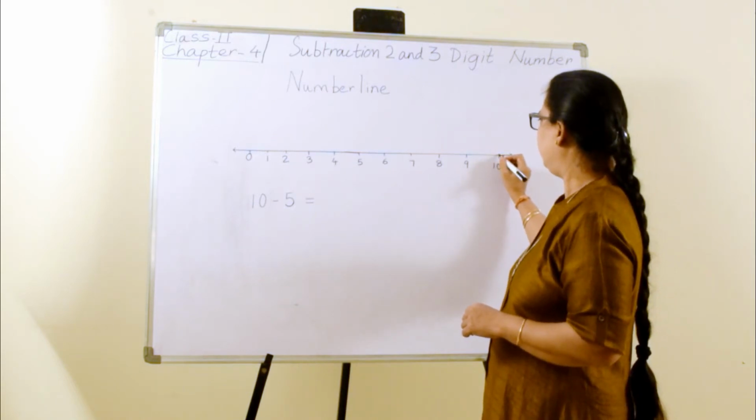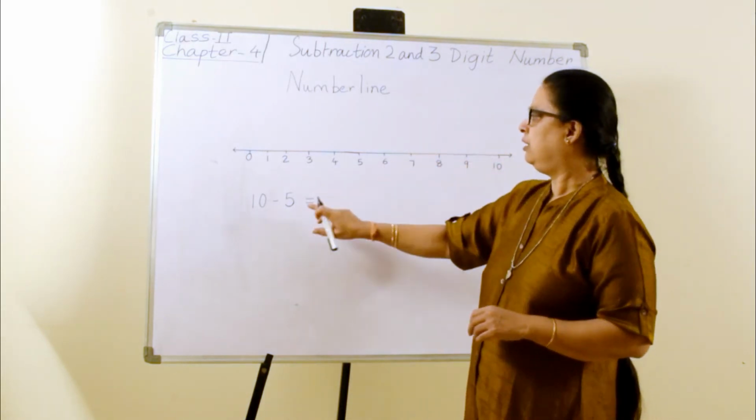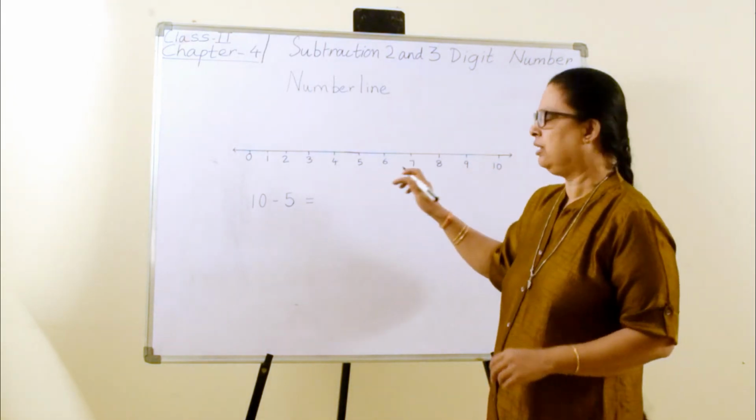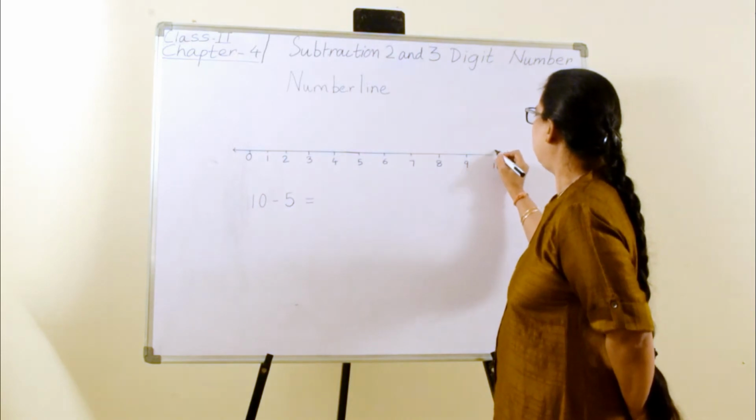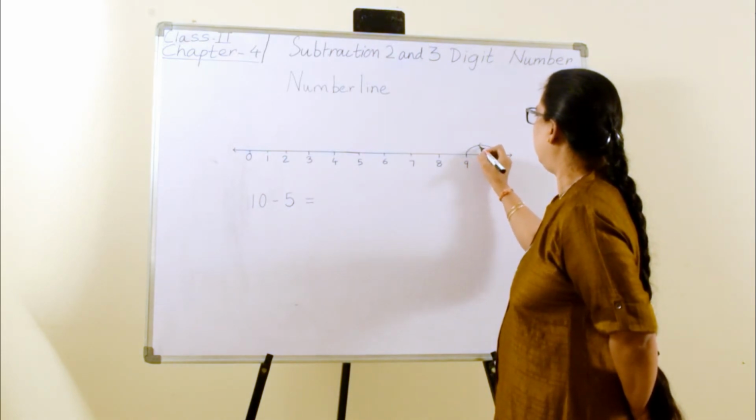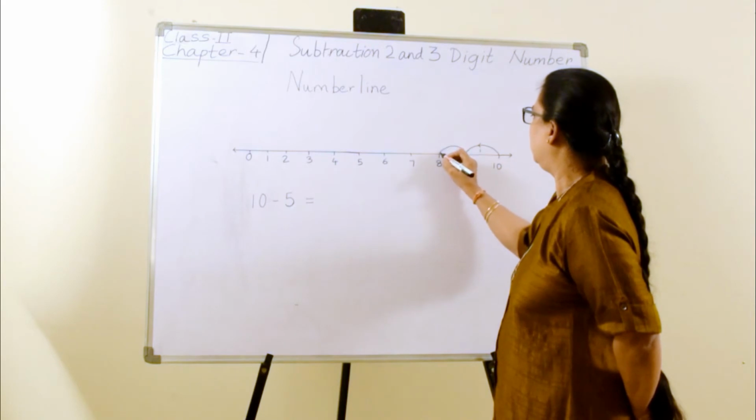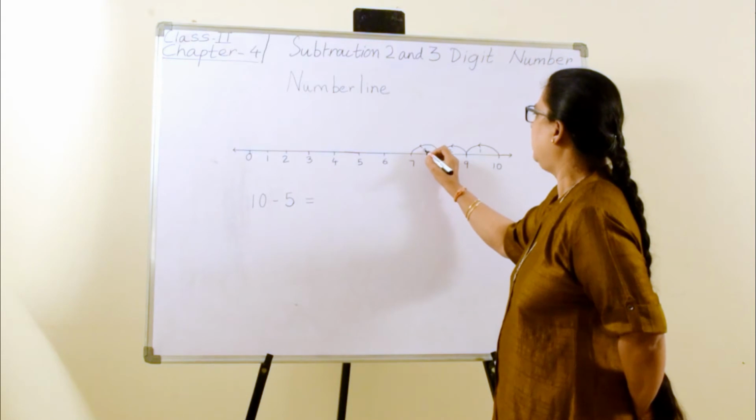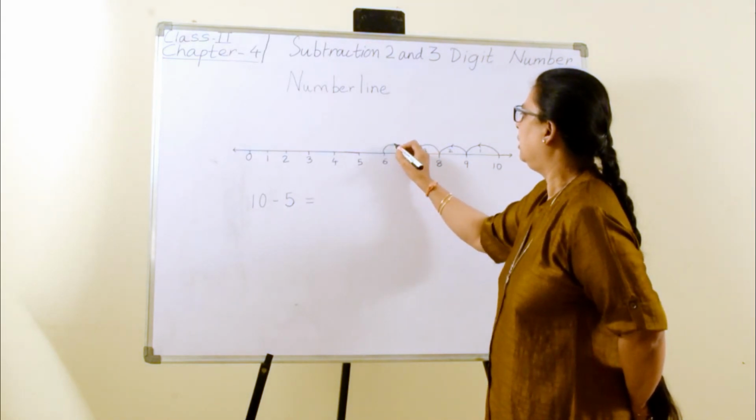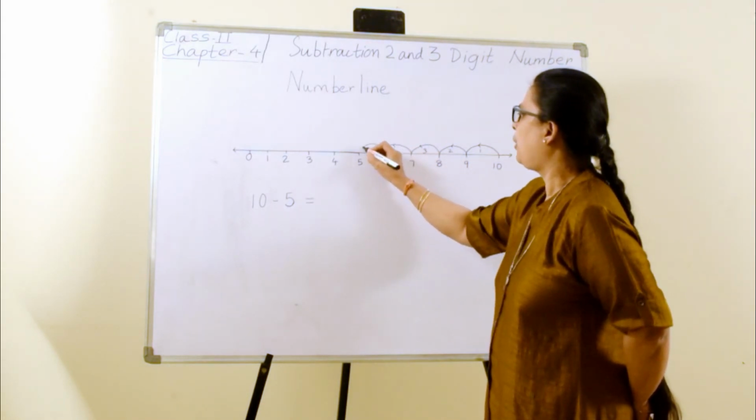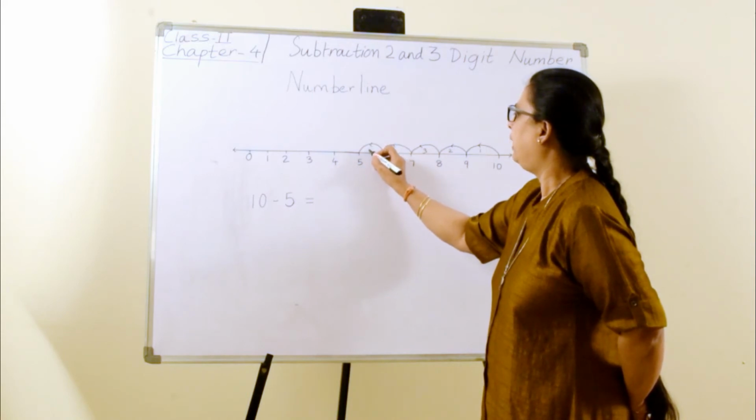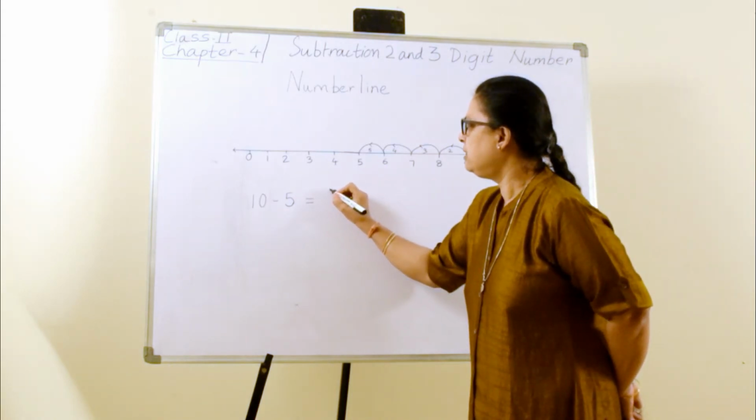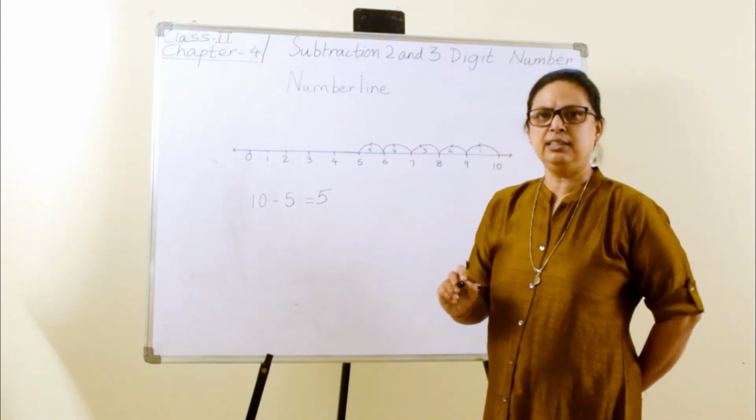How are we going to do? From 10, we will take a backward step 5 times. That is, from 10 to 9 it is 1, like this. Okay. So let us begin from here. 1, 2, 3, 4, 5. Now where did we stop? Here at 5. So the difference or the result or the answer is 5.